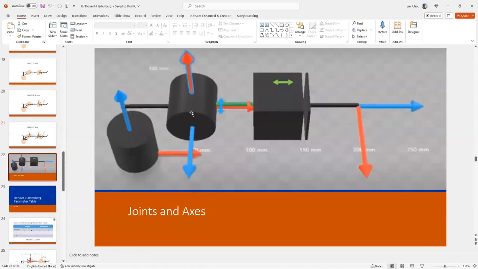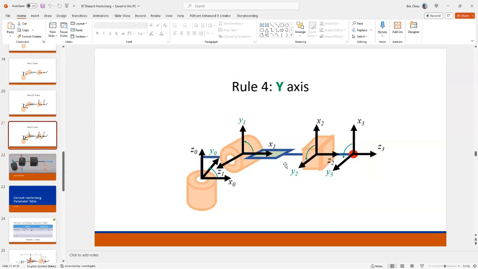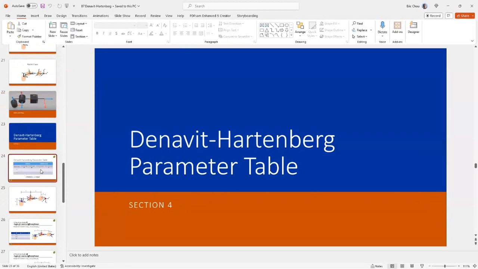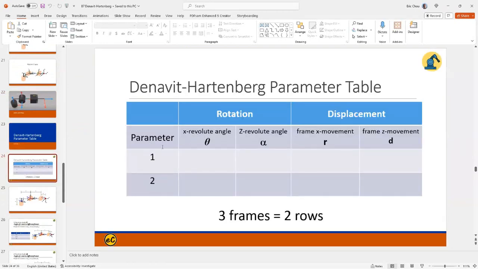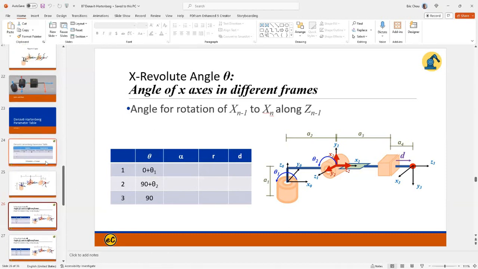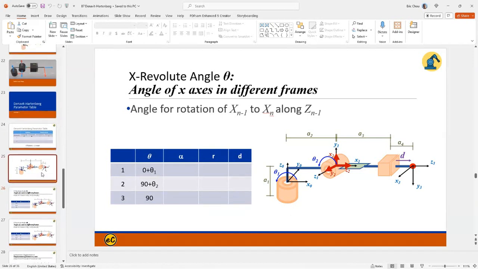Okay, let's pick this one as an example. This one is actually the one we are talking about here. This is a real world example. So for the Denavit-Hartenberg matrix, you set up 4 frames and you will have 3 rows. Row number 1 is the frame 0 to frame 1 transition. Row 2 is the frame 1 to frame 2 transition. Row 3 is the frame 2 to frame 3 transition.